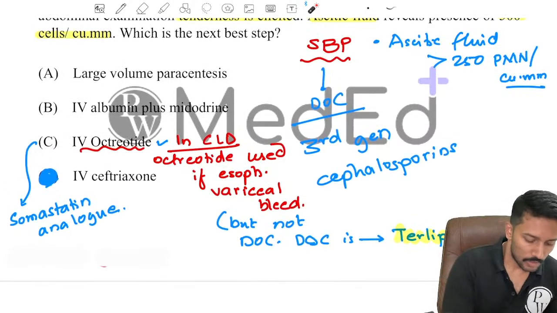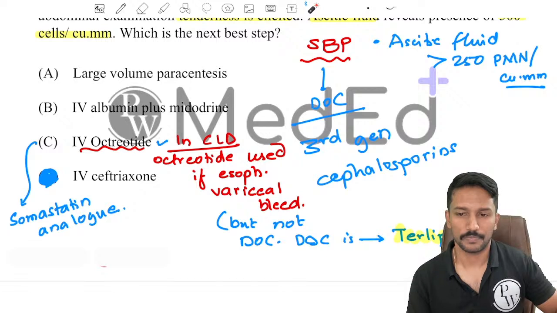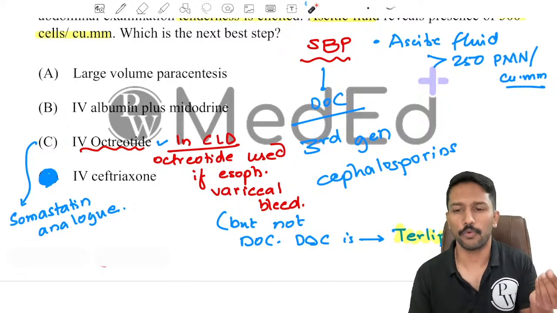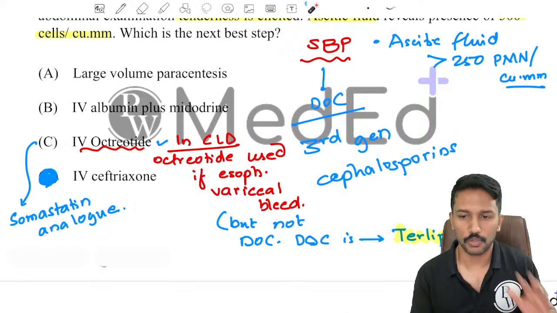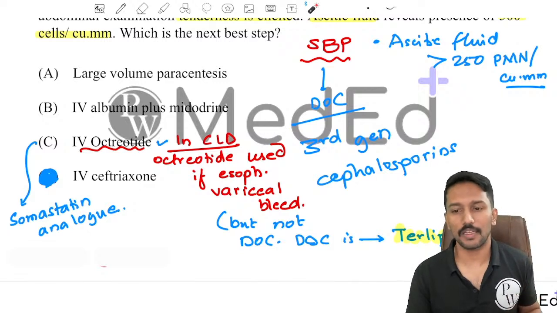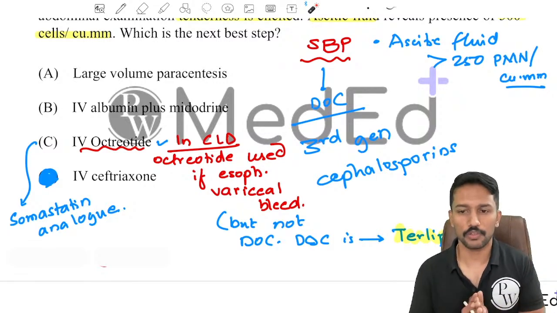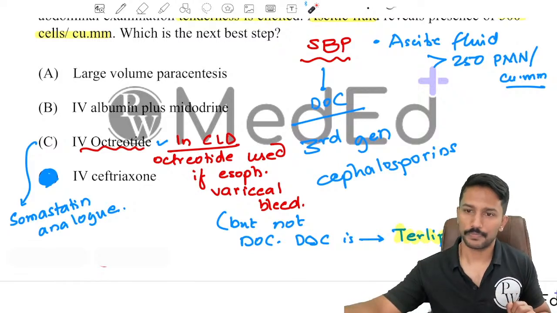Okay. Now in what situation will you use large volume paracentesis in a patient with CLD? What is LVP? Mainly an ascitic fluid tap, taking out a large quantity of fluid. When is it indicated? When the ascitic fluid accumulation is leading to shortness of breath. To relieve the shortness of breath, we release the fluid.